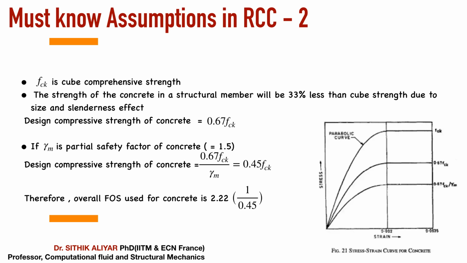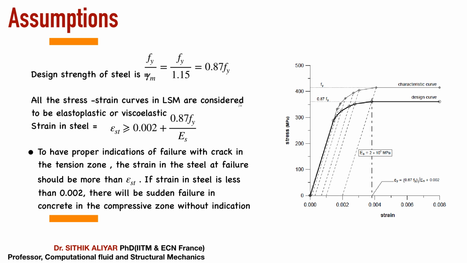So you see the last line. What overall factor of safety are we assuming for concrete? If I break a cube I get FCK, but I am going to design only for 0.45 FCK. So I am taking an overall factor of safety for the concrete of 2.22. Similarly, I am going to explain the next assumption, for steel.